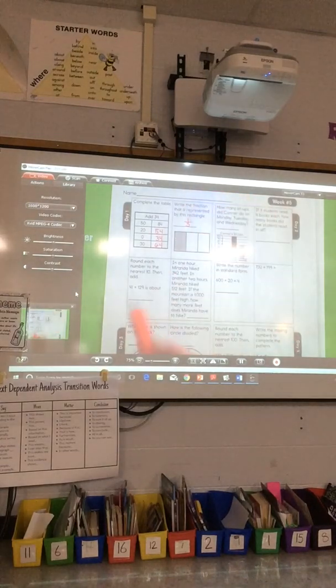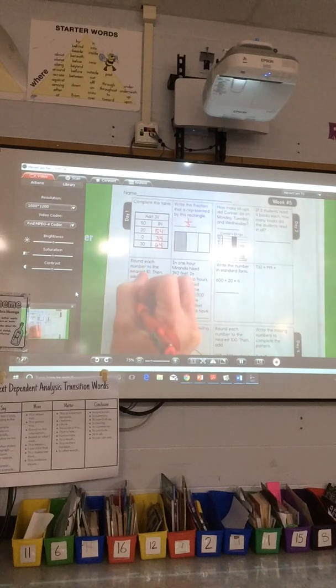Okay. Now to rounding the numbers. Round each number to the nearest 10, then add. So we're going to round 41 to the nearest 10. We're going to identify the place, look next door. 4 or less, give it a rest. So we're going to give the 4 a rest.